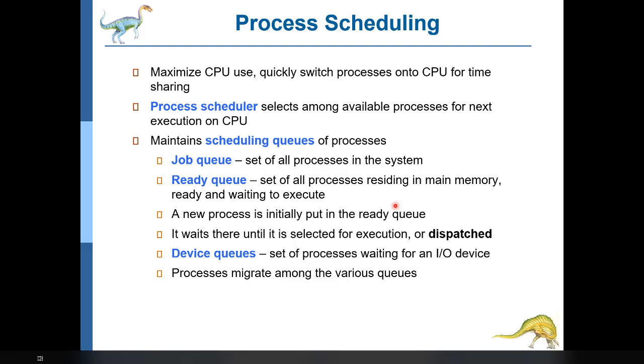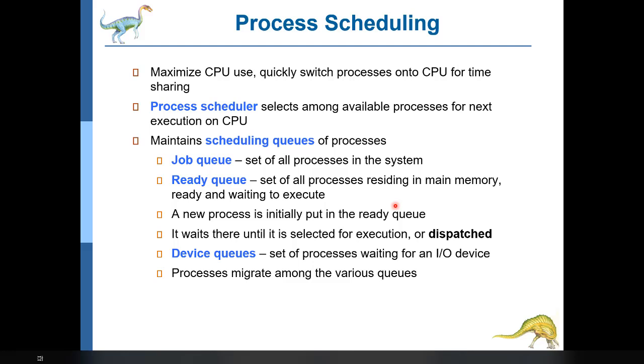Now, before understanding process scheduling, we must understand one important principle of computing. When you use a computer, our goal is to maximize CPU use, which means that the CPU must be kept busy as much as possible by the user or by the operating system actually. So the job of the operating system is that anytime it sees the CPU can be used, it will use the CPU. If a process is finished working on its job or it's waiting for I/O, the CPU must switch to a new process which will be running on the CPU.